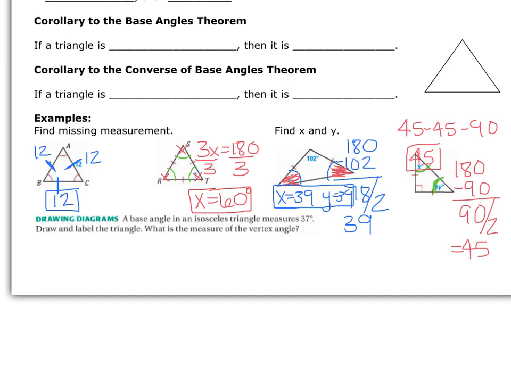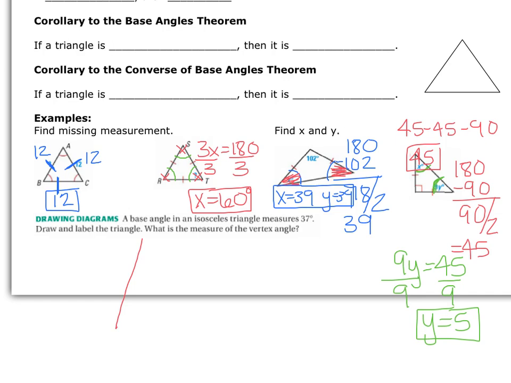Then to find y, we would have to take that 9y. 9y equals 45, divide by 9, divide by 9. So y is 5. And the last one, drawing and diagrams. A base angle in an isosceles triangle measures 37 degrees. So draw and label the triangle.